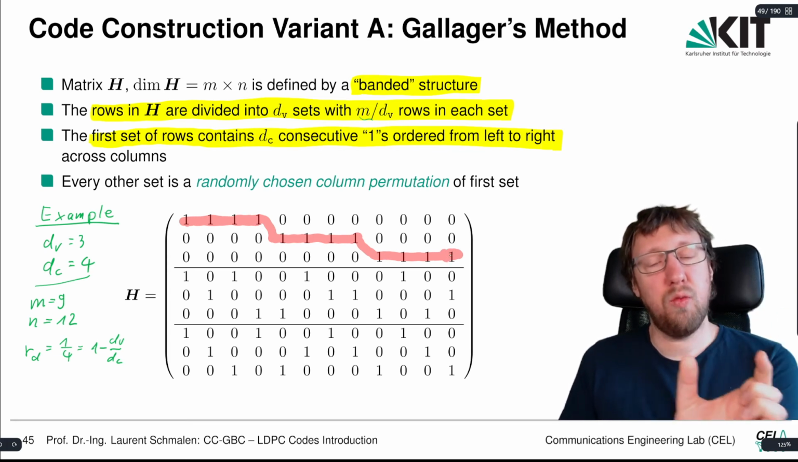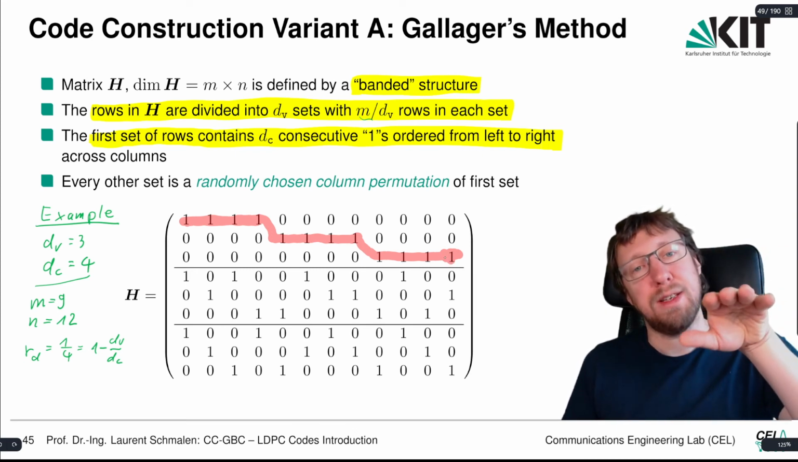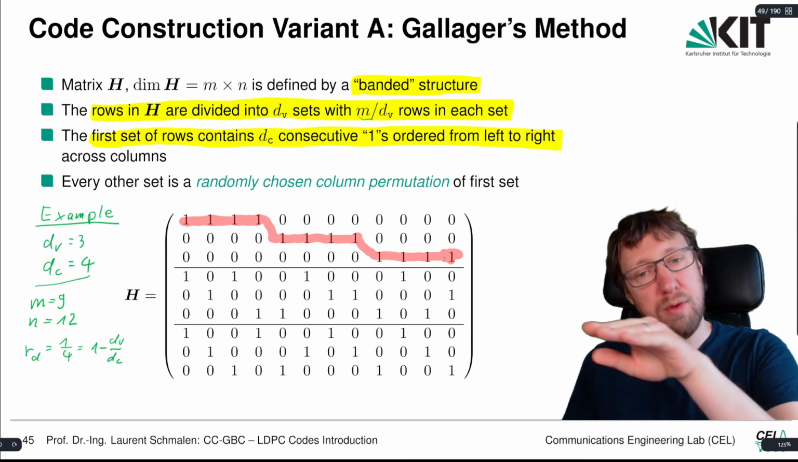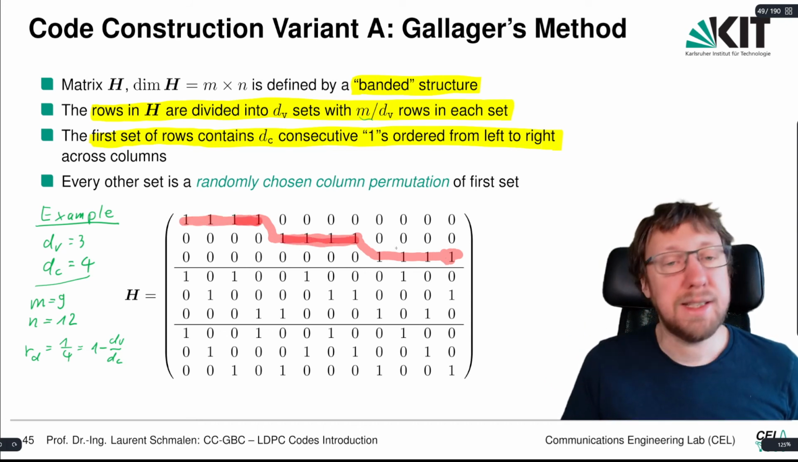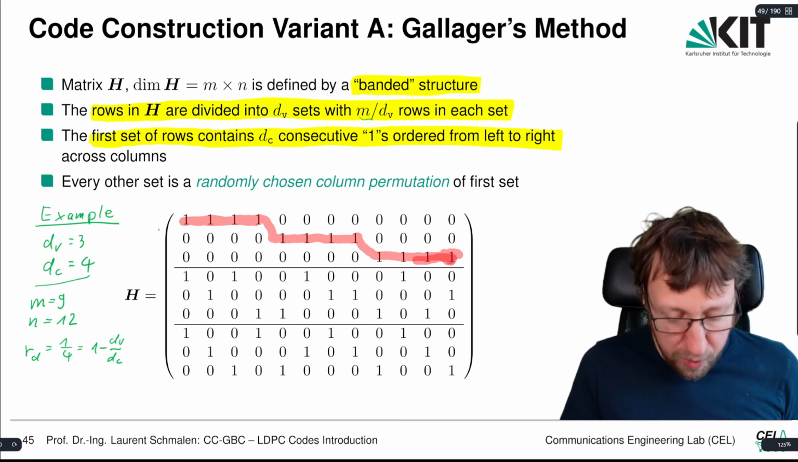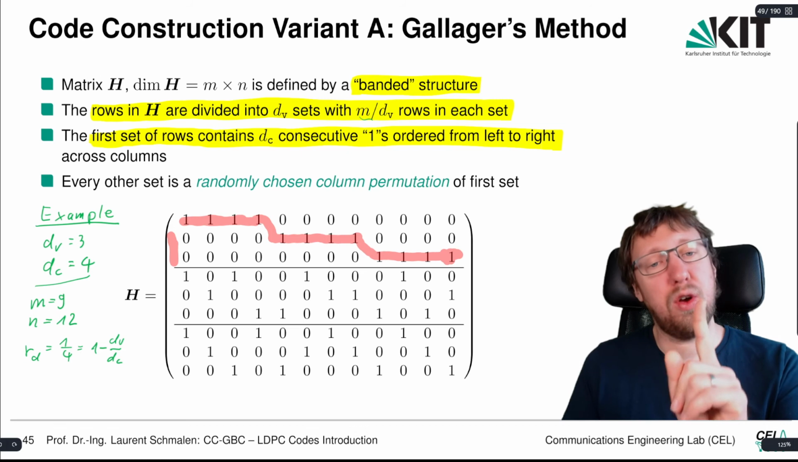So we just put the ones next to each other. And once we have used dc ones in every row, we go to the next row. With this, every row has dc ones, and every column of the first set has a single one.